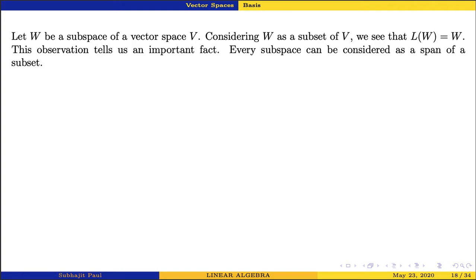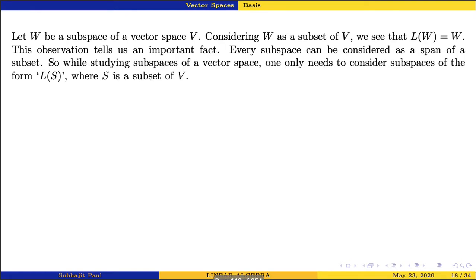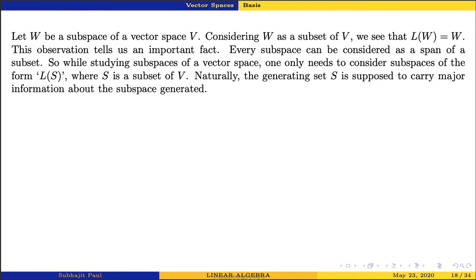So therefore there is a one-to-one correspondence between any subspace and subspaces of the form linear span of a set, right? So while studying subspaces of a vector space, one only needs to consider subspaces of the form linear span of a subset S. Naturally, the generating set S is supposed to carry major information about the subspace generated. But in this example, we saw that a generating set is not unique.